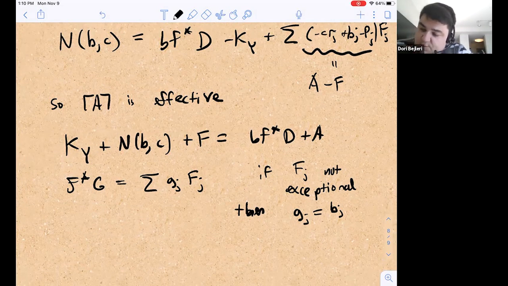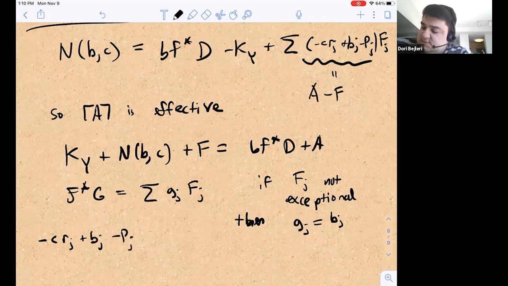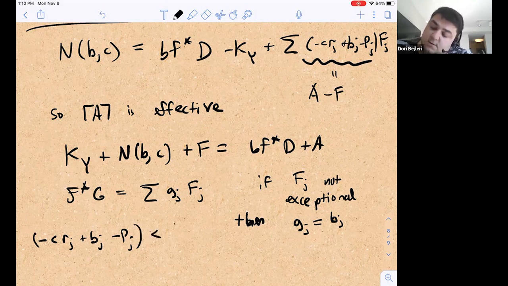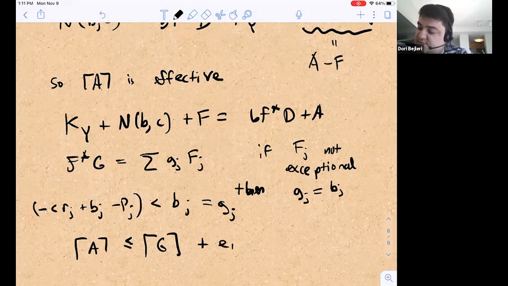So then we look at this A. What are the coefficients of A? Well, the coefficients of A for the same divisors are like minus c rj plus bj minus pj. This minus perturbation, and then we also have this minus c rj. That's strictly bigger than -1, because F was the only divisor with coefficient exactly -1. So this whole thing is less than bj, which is gj, and so when we round up, we get that the roundup of A is less than or equal to the roundup of G plus some exceptional stuff. And because everything's effective, that's fine.